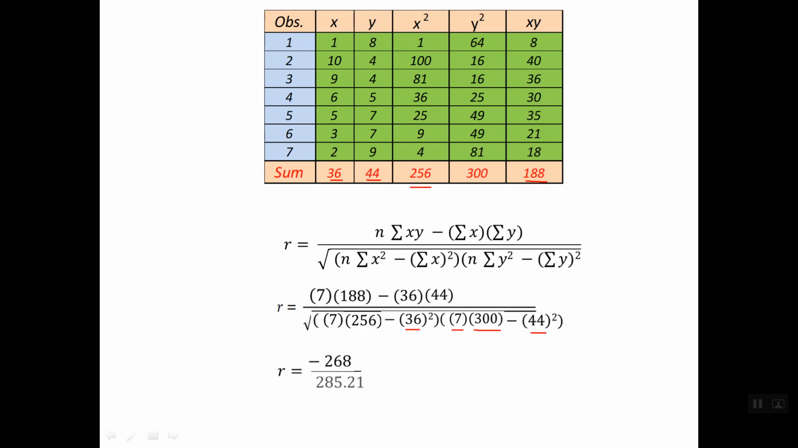So if you proceed, you will get the value of the Pearson correlation coefficient, which is minus 0.94. So the interpretation for this value of correlation is that it is a negative correlation and it is a strong correlation. So it is simply a strong negative relationship between the two variables.